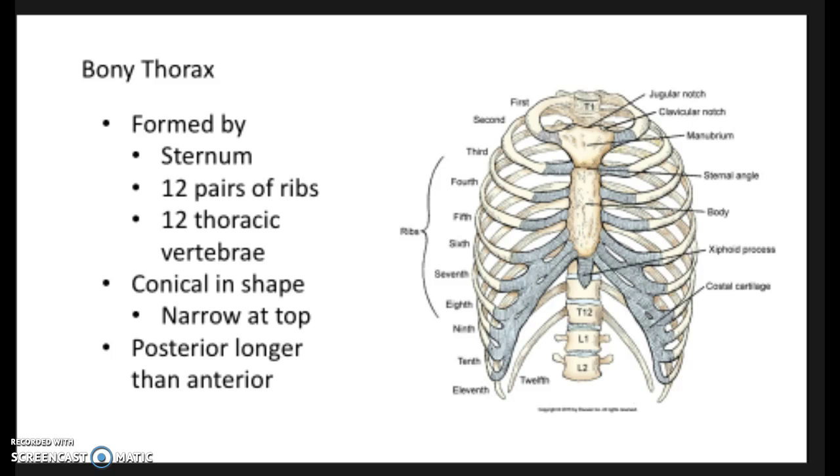The ribs are long and narrow and curved bones, fairly thin. They're thicker at the top and shorter, and thinner at the bottom and longer till you get to 11 and 12, and then they get a little bit smaller again.